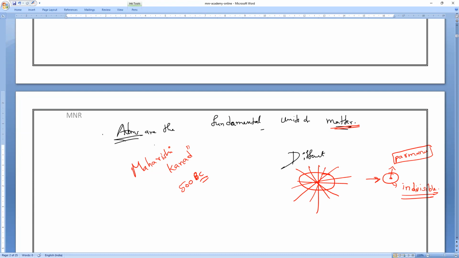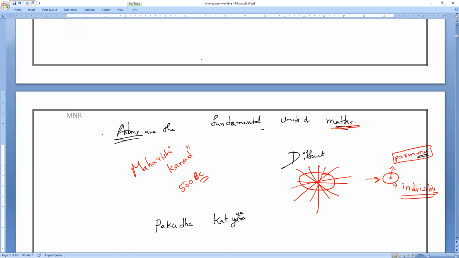Then, after Maharshi Kannad, another Indian philosopher, Pakuda Katyayana. These all are Takshashila students, the Indian ancient university. So Pakuda Katyayana, the term for atom is Paramanu, P-A-R-A-M-A-N-U. Paramanu. Clear? Yes, sir. Next.